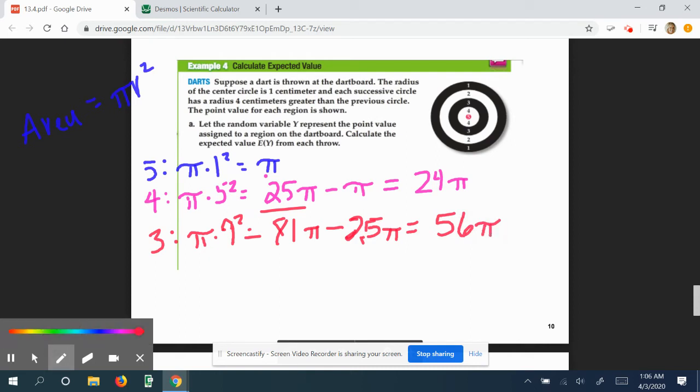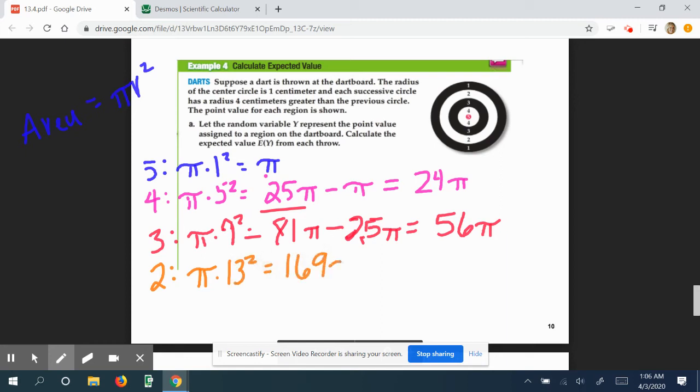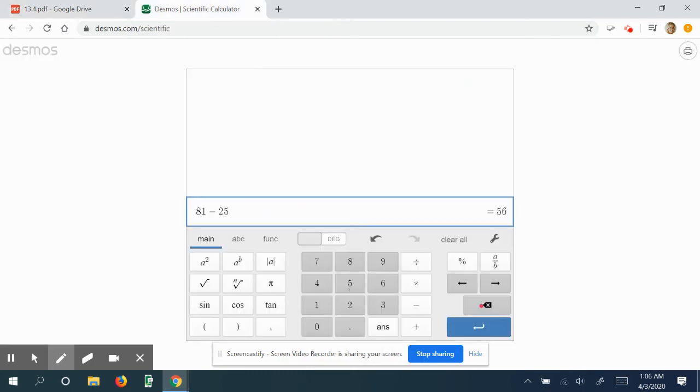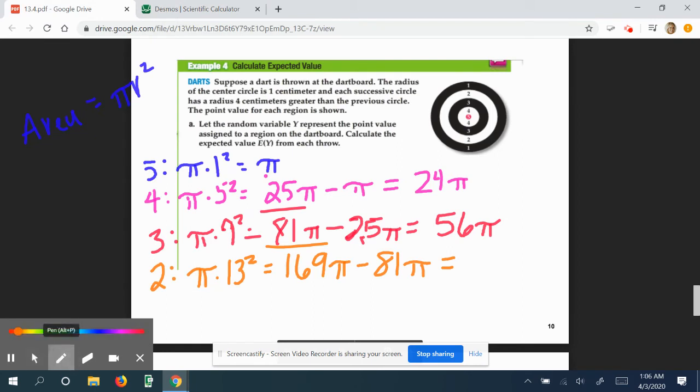All right, let's go to the next one. The 2-point is going to be pi times, well, 4 more than 9 is 13 squared. That's going to be 169 pi, except I don't have the 81 pi from above. And so 169 minus 81 is 88 pi. So this guy right here is 88 pi.